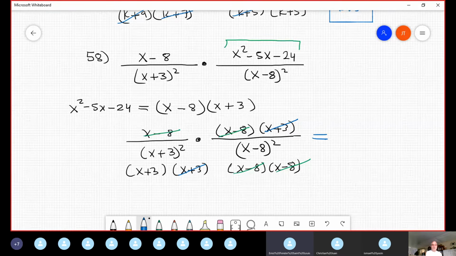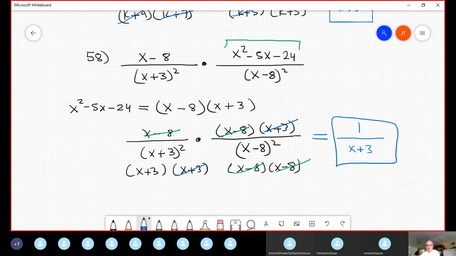So what is my final answer? 1 over x plus 3. In the top or in the bottom? In the top, you have 1. You got 1 over x plus 3. That's the answer. Everything in the top is canceled. Only x plus 3 stays. Super?